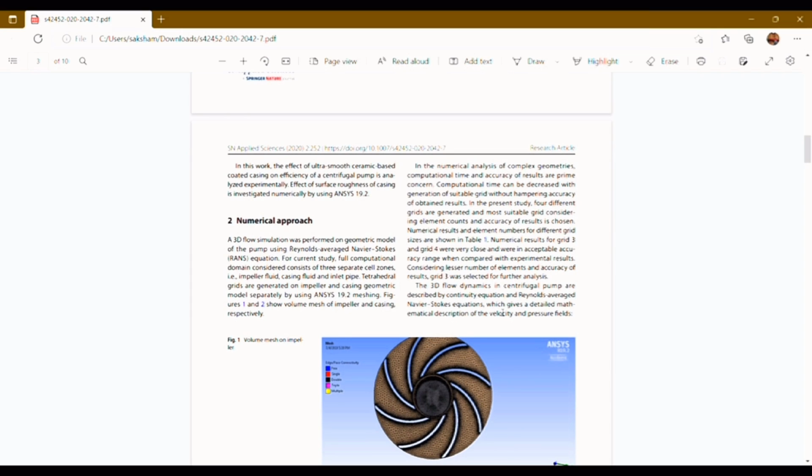In numerical analysis of complex geometries, computational time and accuracy of results are prime concerns. Computational time can be decreased with generation of a suitable grid without hampering accuracy of obtained results. In the present study, four different grids are generated and the most suitable grid considering element count and accuracy of result is chosen.